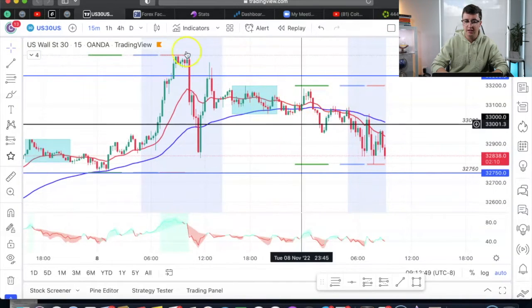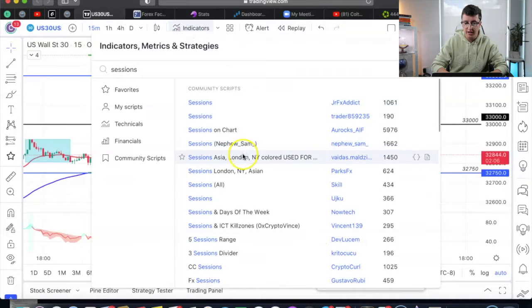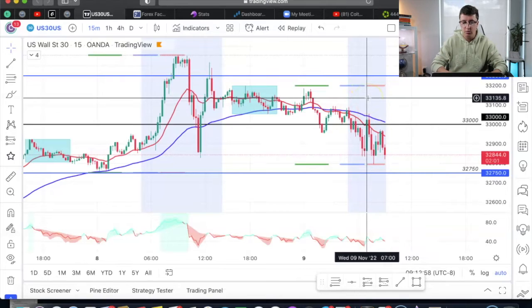Everyone's chart should look like this, and I'm going to give you guys an indicator. I use the sessions indicator. Go right here and click this one, and that blue shade is the New York session. You can make it whatever color you want, and the opacity on it is at 10%.